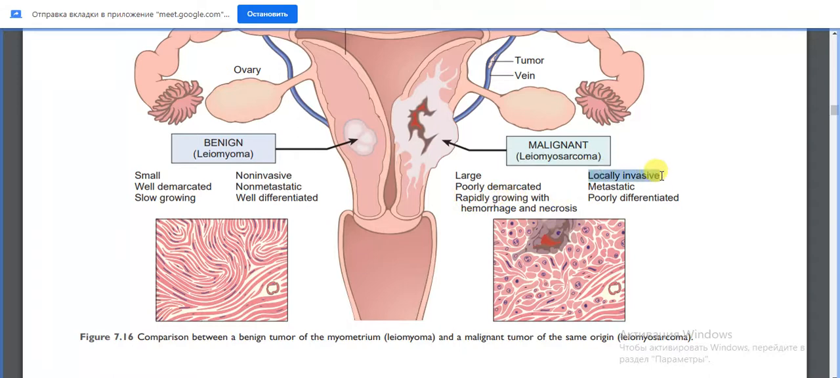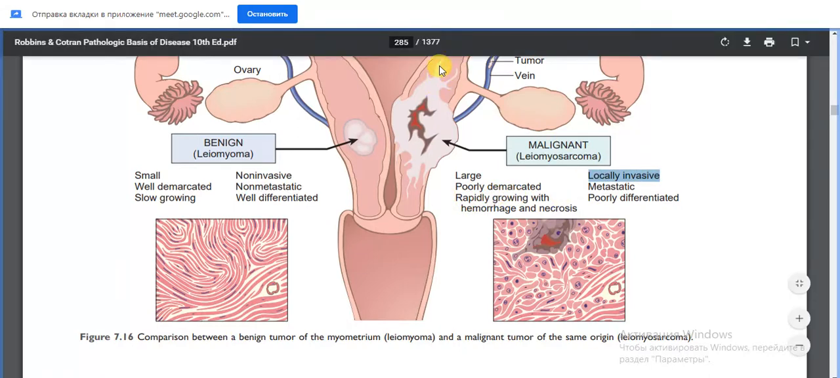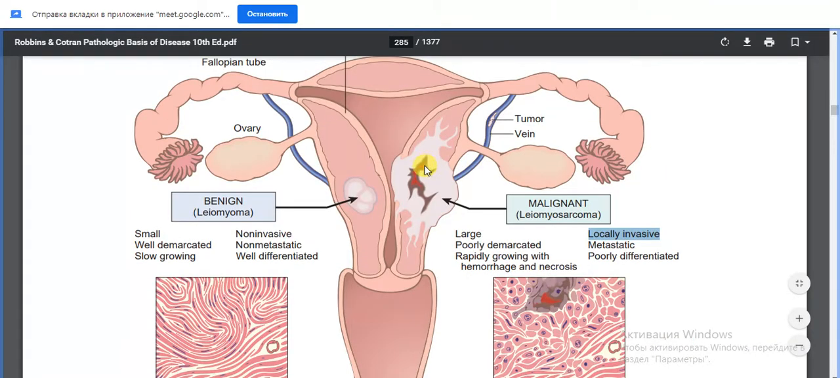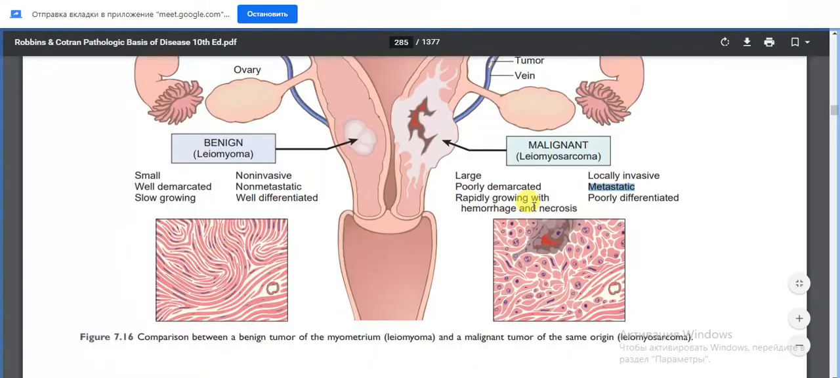Locally invasive. Locally invasive means these invasive structures. You see these invasive sprouts. It is a sprout way of growth. That's why it's named cancer. Sometimes it has a crab-like appearance. And then metastatic. Of course, this local invasion might spread along the veins and enter the blood, and they can spread into the lungs. Usually metastases of genital system tumors go directly to the lungs. And poorly differentiated.